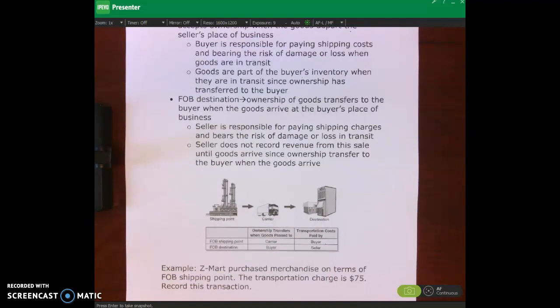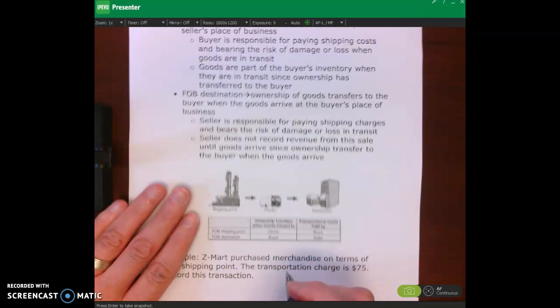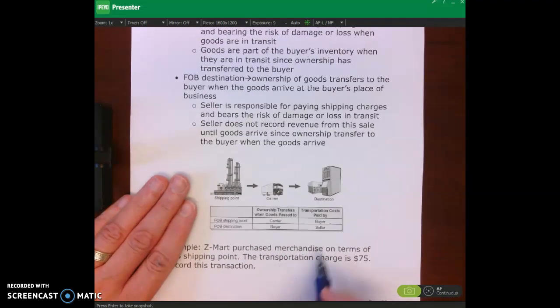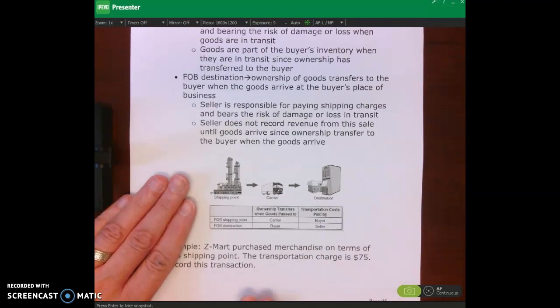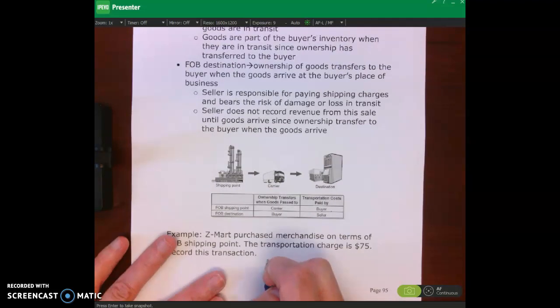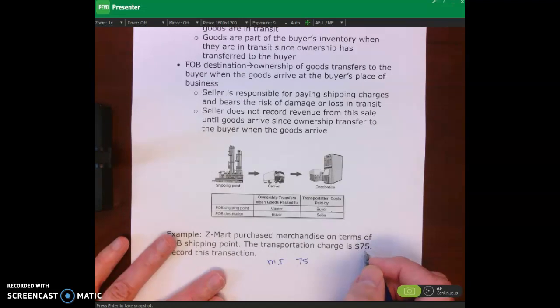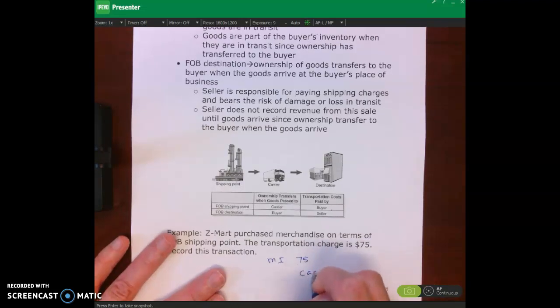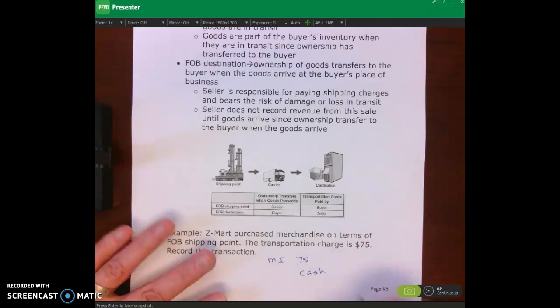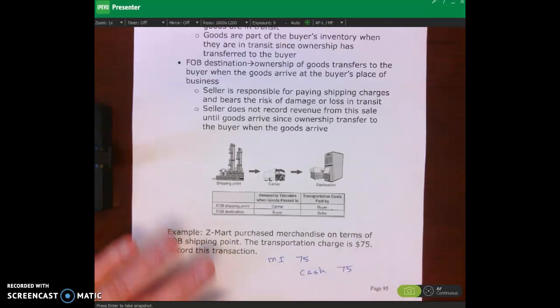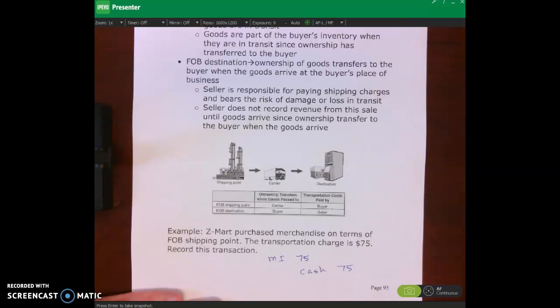So when we think about that journal entry, we're going to record the transportation costs, because we have to pay those transportation costs. We will debit merchandise inventory for $75, which is the shipping charge, and then we will credit cash, because we're paying for the shipping, for $75. Now, does this mean that we have more merchandise inventory on hand? Not really, because we're just paying for the shipping charge and debiting or increasing the merchandise inventory account.